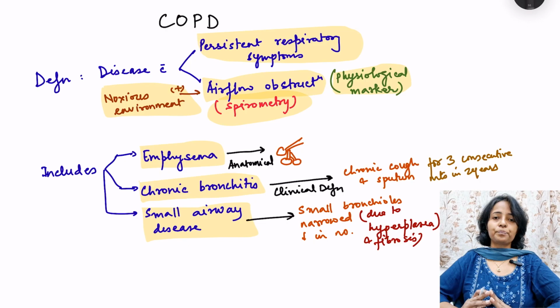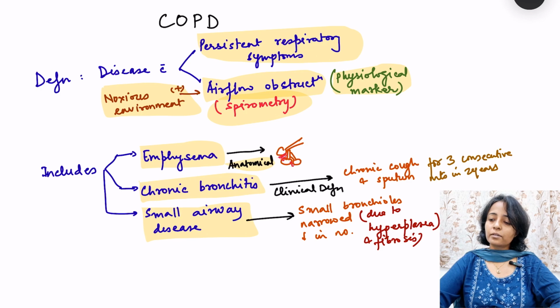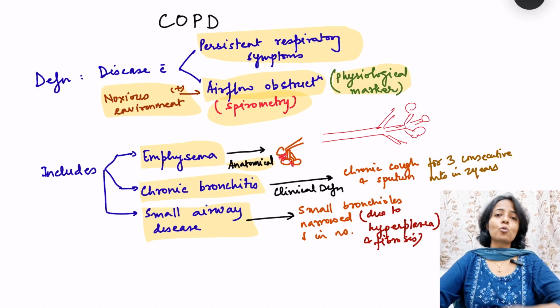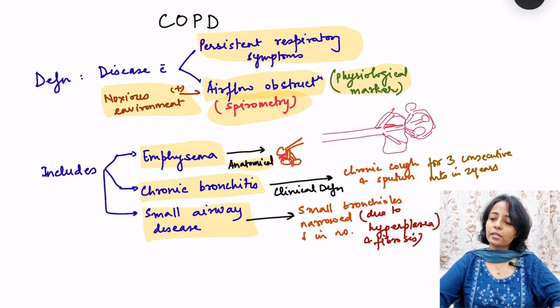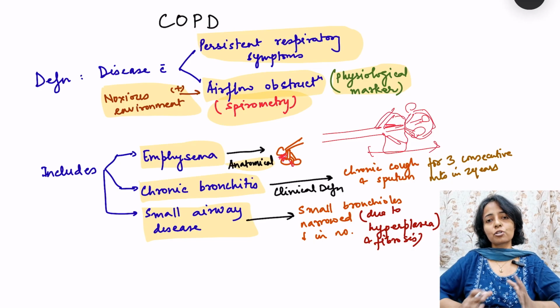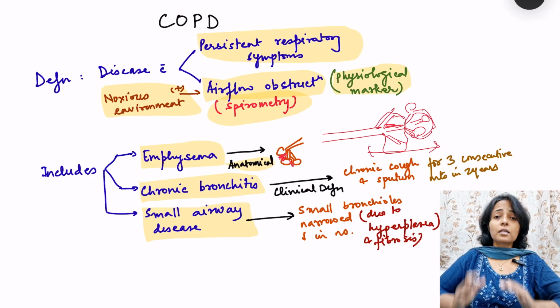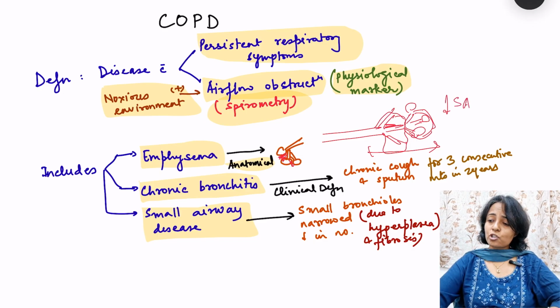So how do we define emphysema? Emphysema is defined anatomically, in which there is destruction of the walls. Here you see there will be septa, and these septa will be destroyed. If this is the respiratory bronchiole region with alveolar ducts and alveoli, all the septa will be destroyed and this will become one single mass. This is known as emphysema, where there is destruction of the alveolar septa, and this decreases the surface area for gas exchange.